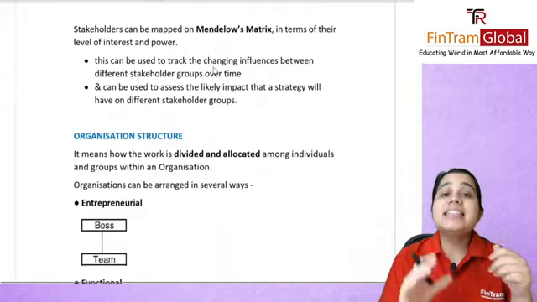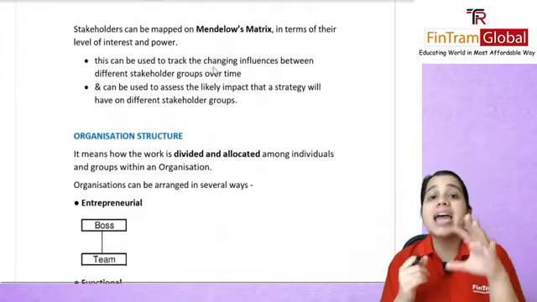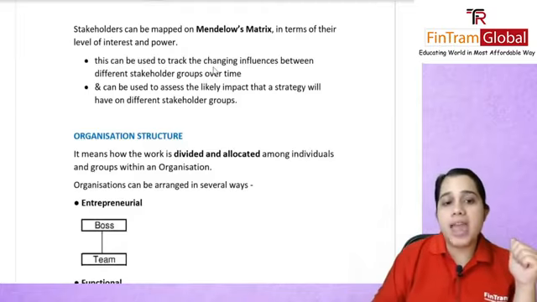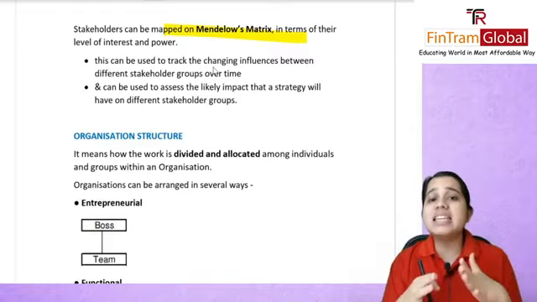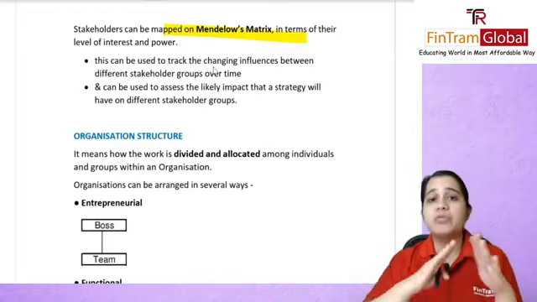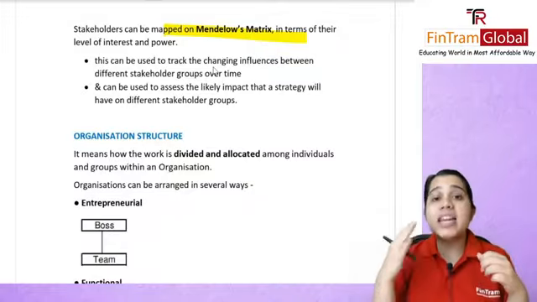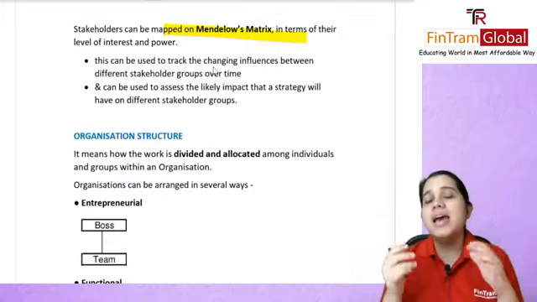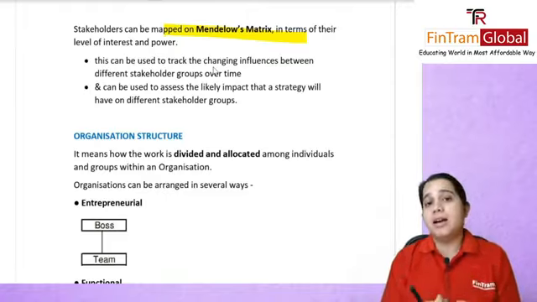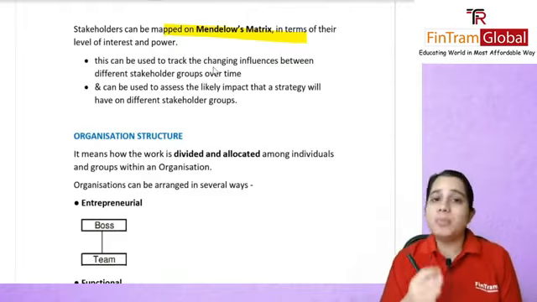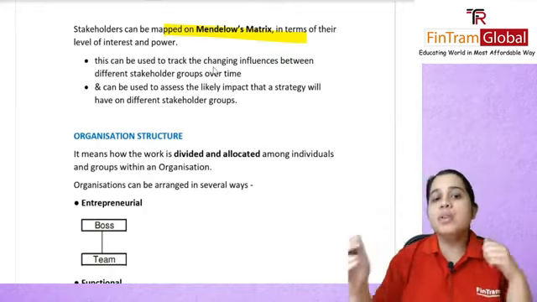Moving on, these stakeholders, if you remember, we had mapped on Mendelow's matrix, wherein we looked at the level of interest and power, and we made a matrix. So it depends. If a stakeholder has a high level of interest and a high level of power, then that person is your key player. Your strategies need to be at least acceptable to them.